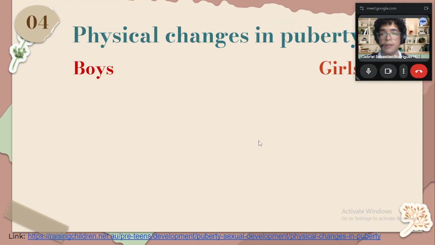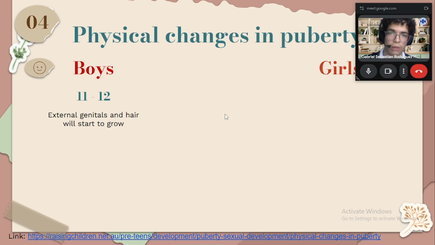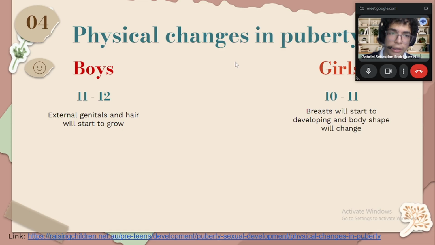Next up is the fourth point, and this is physical changes in puberty in both boys and girls. Starting with boys, in the age of 11 to 12, the external genitals will start to grow and hair will start to grow on the chin, armpits, etc. In girls, in the age of 10 to 11, breasts will start to develop and body shape will change.